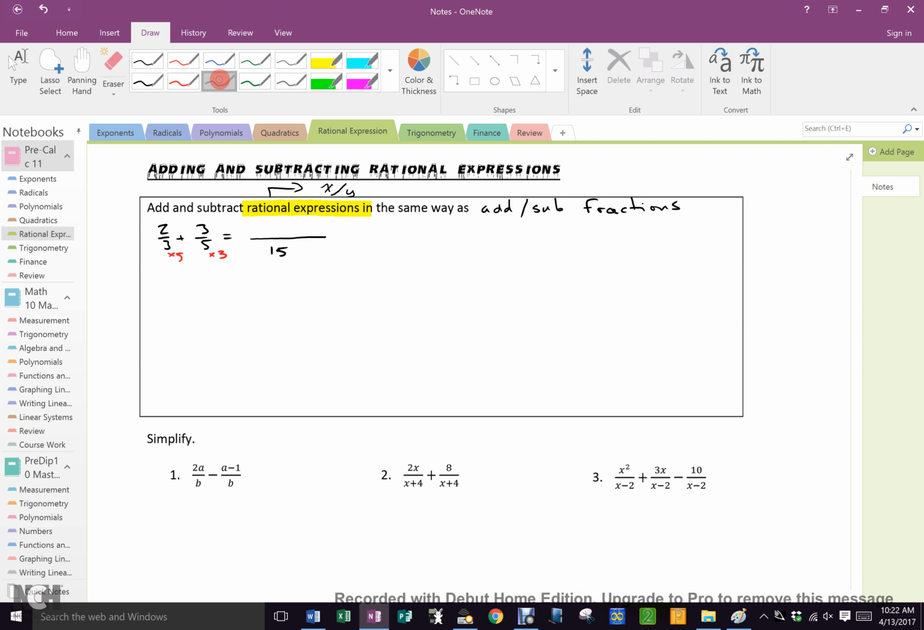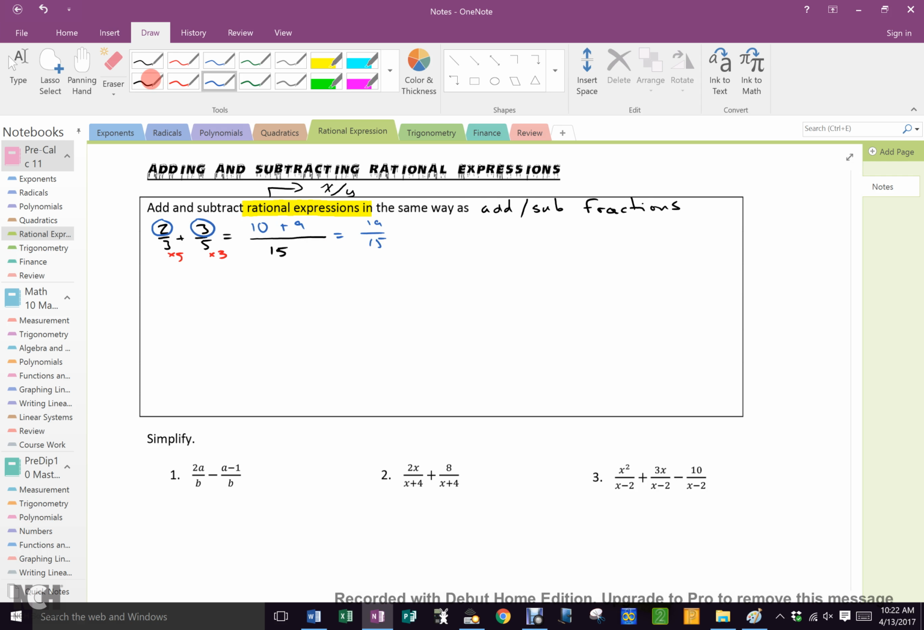Then, what do you have to do to their partners? The same thing. So you needed to multiply this guy by 5, so you need to multiply this guy by 5 to get 10. You needed to multiply this guy by 3, so you need to multiply this guy by 3 to get 9. To get 19 fifteenths. Yeah? Everybody is good? Everybody remembers how to do this?